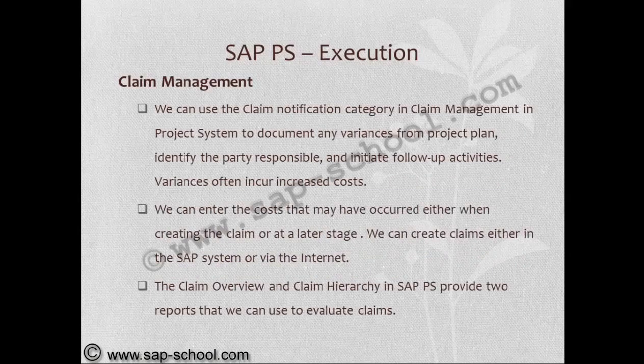We can use the claim notification category in claim management in the project system to document any variances from the project plan, identify the party responsible, and initiate follow-up activities. Variances often incur increased costs. We can enter the costs that may have occurred either when creating the claim or at a later stage. We can create claims either in the SAP system or via the internet. The claim overview and claim hierarchy in SAP PS provide two reports that we can use to evaluate claims.